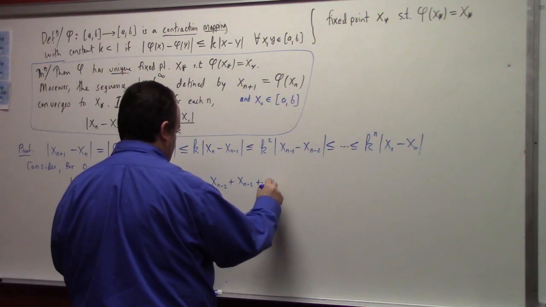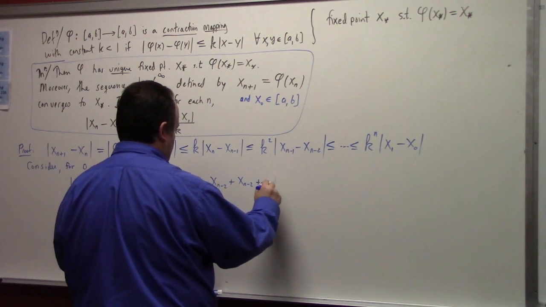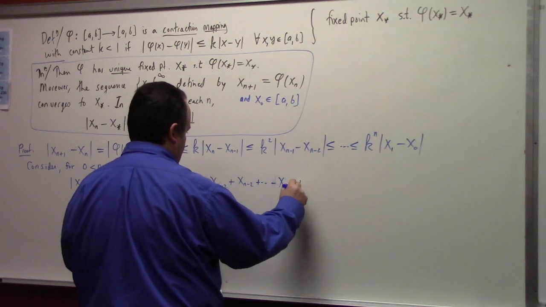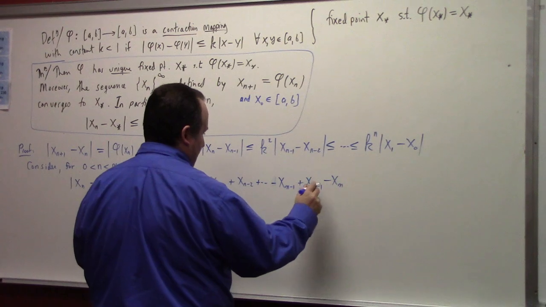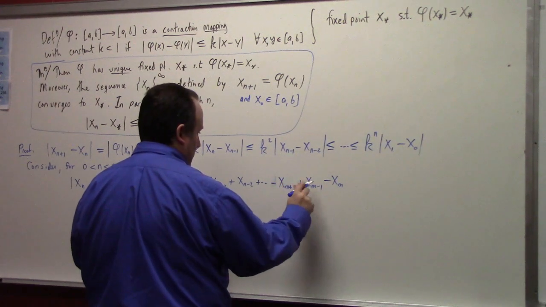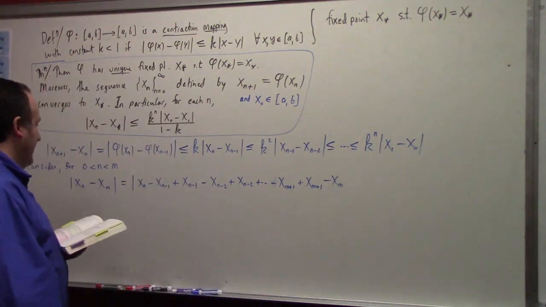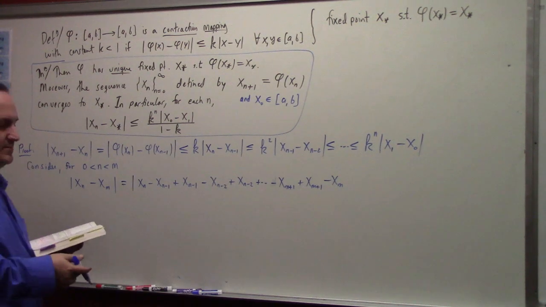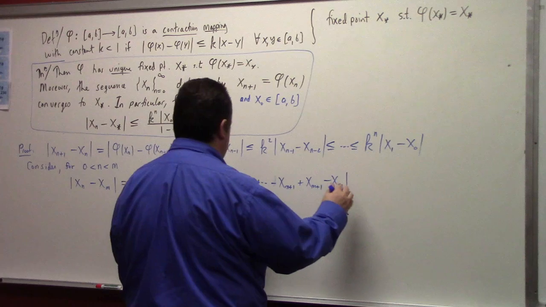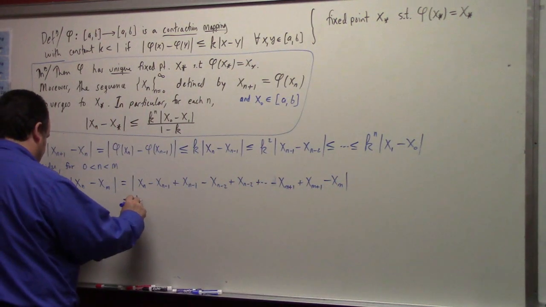Plus dot dot dot plus, well, minus xm minus 1, plus xm minus 1 minus xm, right? Maybe it's supposed to be n plus 1, rather. Plus 1, yeah. Remember, m is greater than n, so this makes sense. Anyway, we basically just add 0 creatively, and then, of course, triangle inequality, that is this, right?